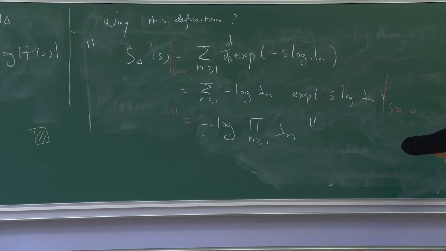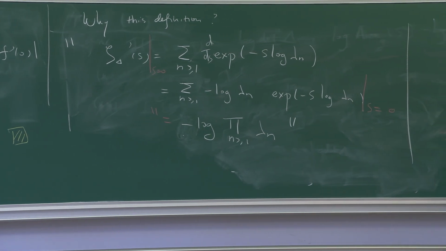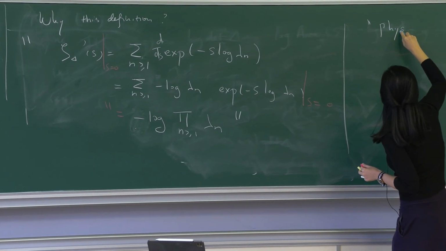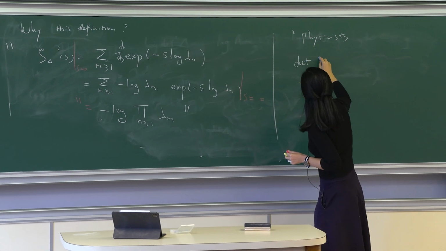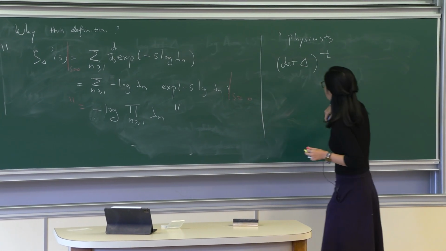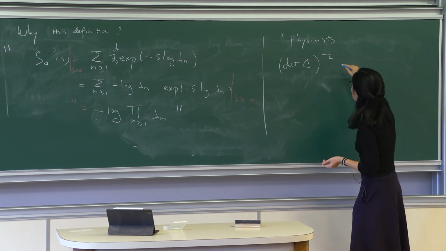And also a side remark, I think physicists use these determinants a lot as well. They would say this determinant of Laplacian to the minus 1/2 is exactly the partition function of the Gaussian free field.